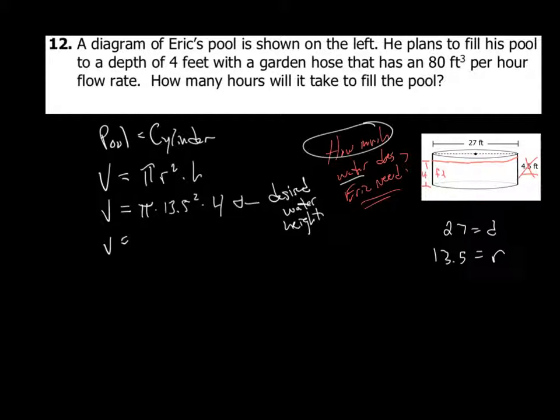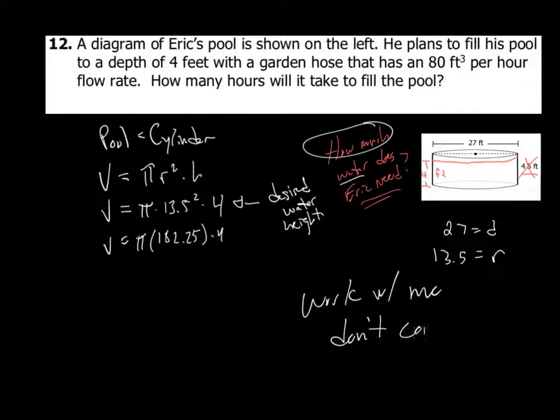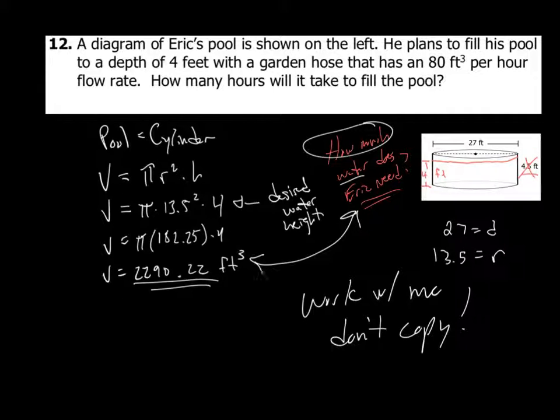So again, I would take the 13.5 and I would square that first, and I would say that that's pi times 182.25 times 4, right? Work with me. Don't copy. Copying is not a great idea. There's no learning opportunity to be had there. Then 182.25 times pi times our value of 4 gives us 2290.22 cubic feet of water, right? So this is the answer to how much water Eric needs.